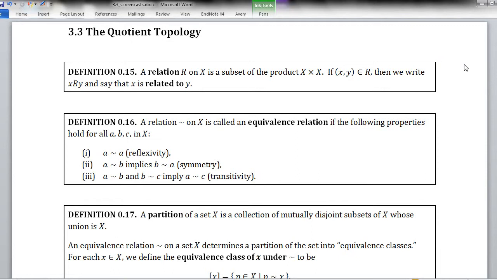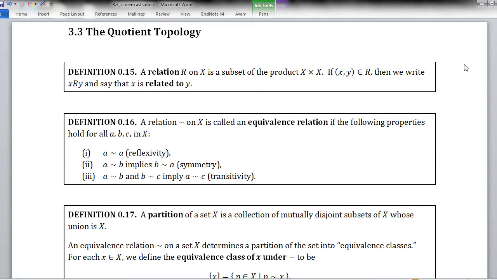But unlike with the subspace topology, where we threw away points from our set X, with the quotient topology, we're going to identify points from X, or sort of glue them together to get new topological spaces. So we have a number of preliminaries here before we can try our first exercise.